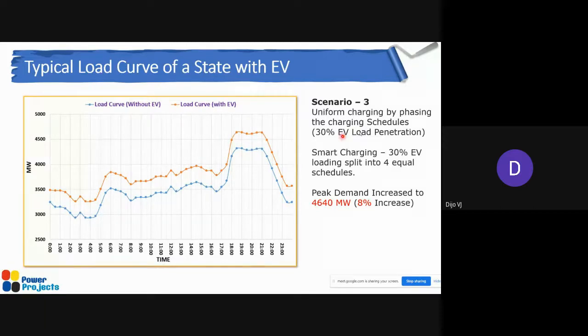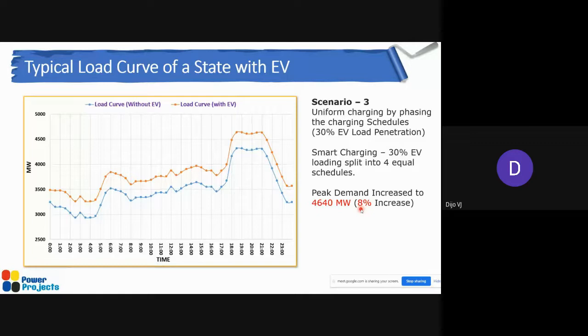If the charging is uniformly scheduled, with some scheduling system in place, then what is going to happen? The peak demand has not reduced, but at least it has increased only slightly. It was only an 8% increase from the original. So that is how it is.